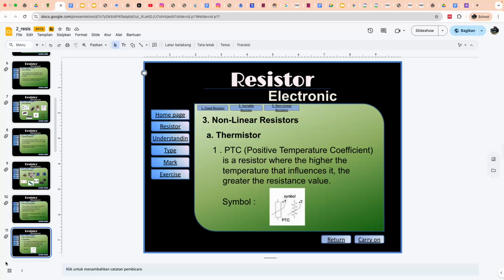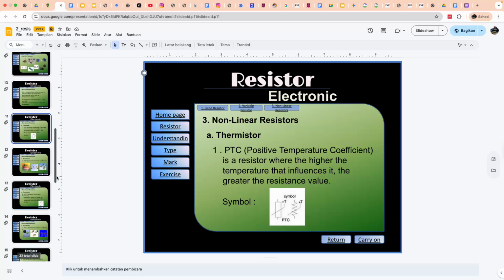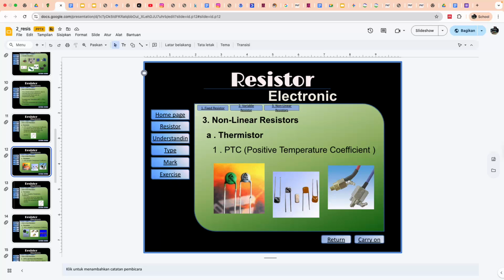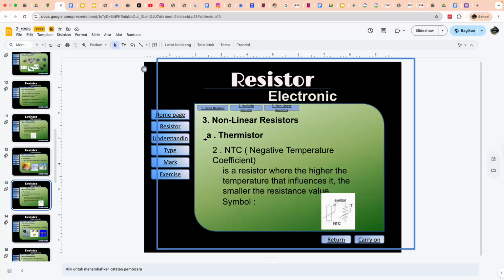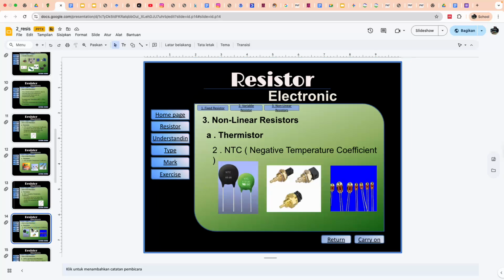Temperature. And now this is the nonlinear: the PTC, positive temperature coefficient. And then the thermistor, negative temperature coefficient. This is a resistor where the higher the temperature that influences it, the smaller the resistance value. This is the symbol. This is the thermistor, negative temperature coefficient.